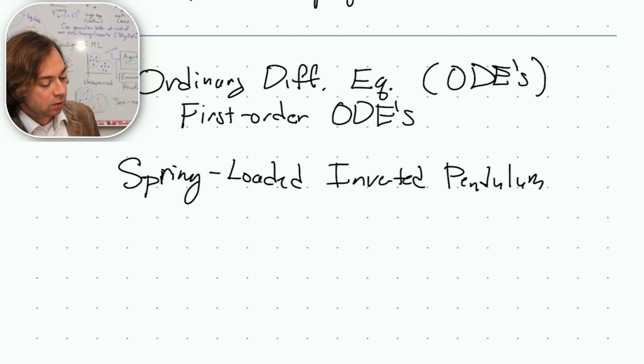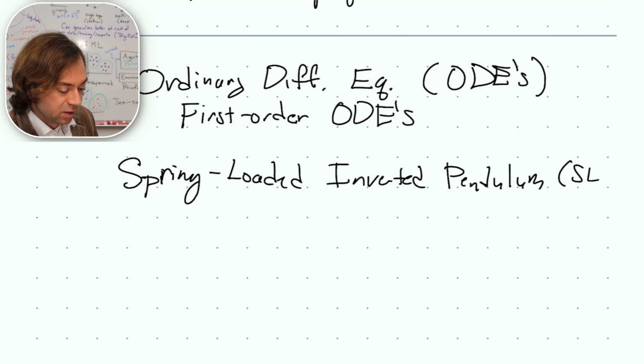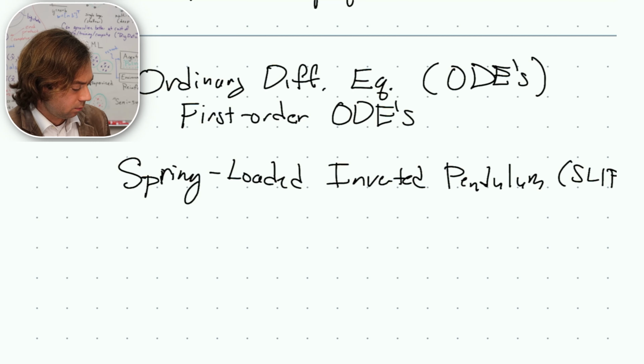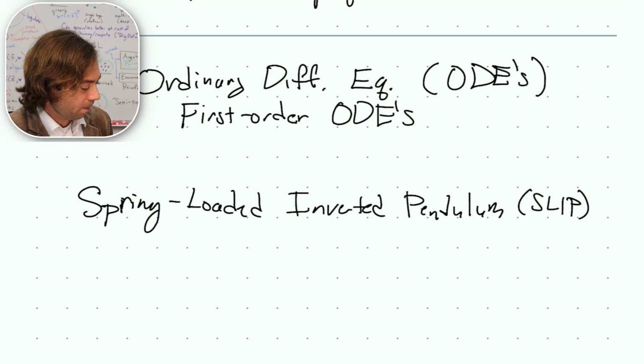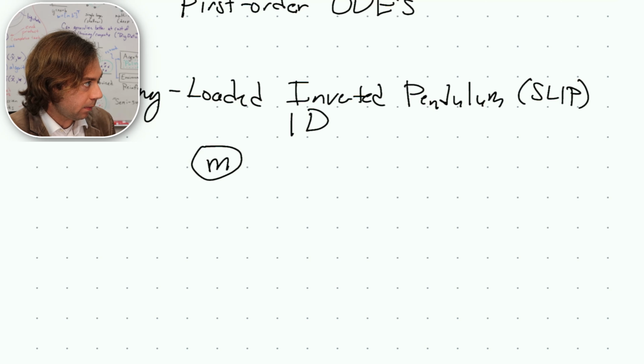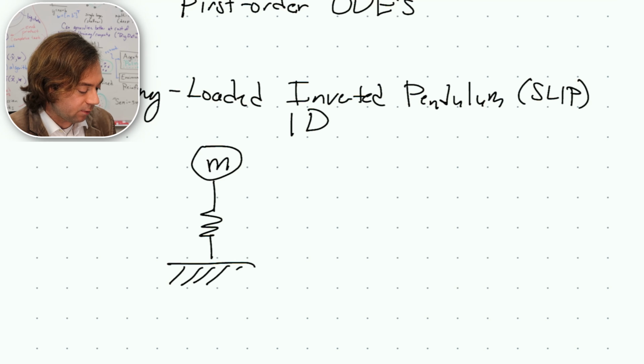Okay, the spring-loaded inverted pendulum, otherwise known as the SLIP model, always an interesting term because it does not slip by definition. Its foot sticks on the ground and does not move, but it's called the SLIP. All right, and we're just going to start with a 1D version, meaning it's just going to hop up and down. So we've got a mass, we've got a spring, and we're just going to start on the ground. We're not even going to leave the ground yet.